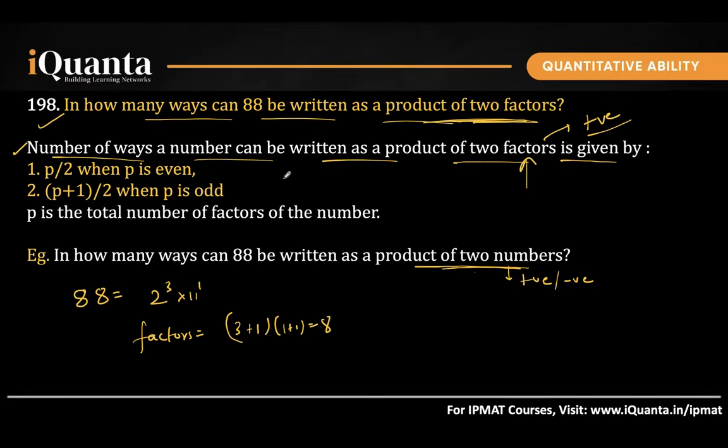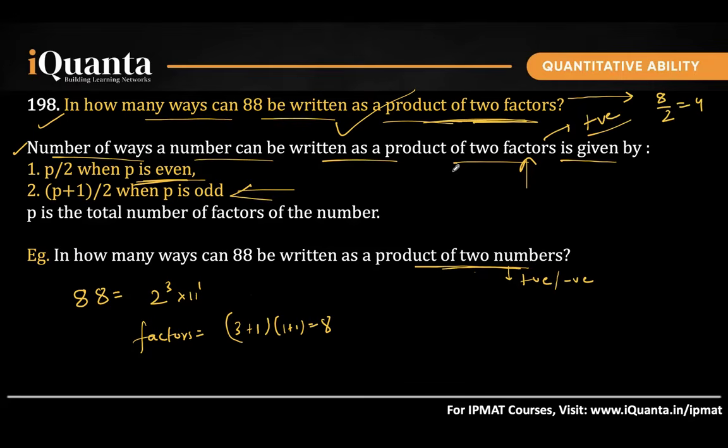Now we just have to find in how many ways 88 can be written as a product of two factors. The total number of factors can be even or odd. If it is even, the number of ways will be n by 2. If the total number of factors is odd, the number of ways will be (n plus 1) by 2. Here we have an even number of factors, so the answer will be 8 by 2, that is equal to 4.